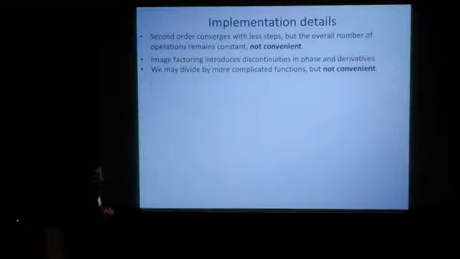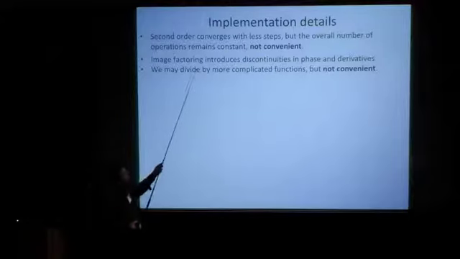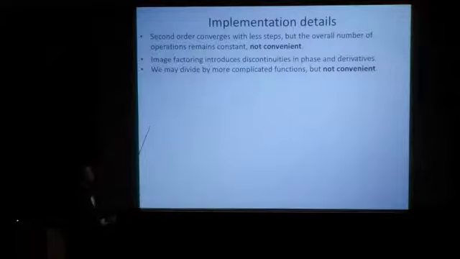And this is more tricky because in the end, I checked that going to second order is not really convenient because it converges in a few steps, but the overall number of operations is the same. And also dividing by poles is not convenient because it introduces discontinuities in the phase because we are in a complex space. So it's not really nice.